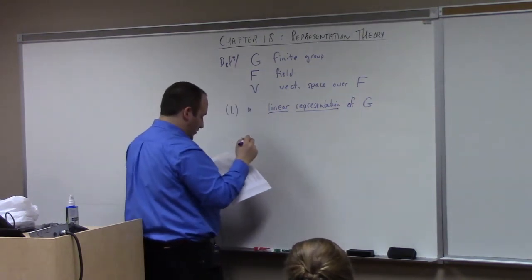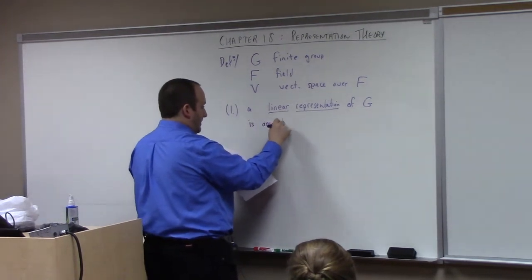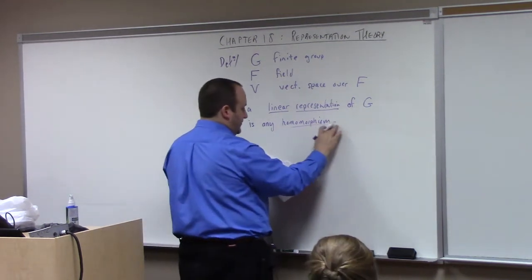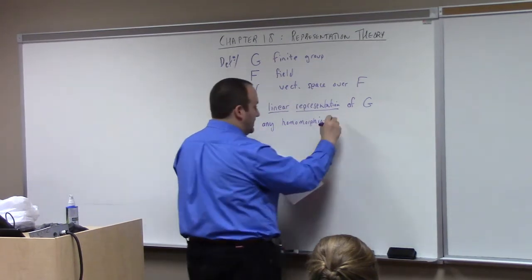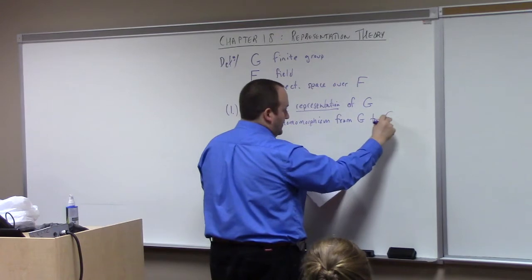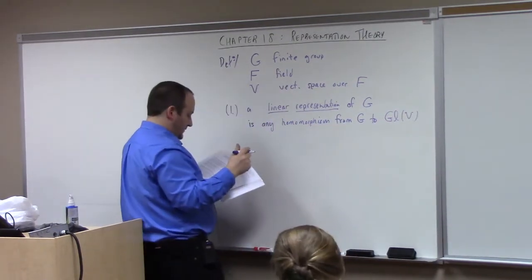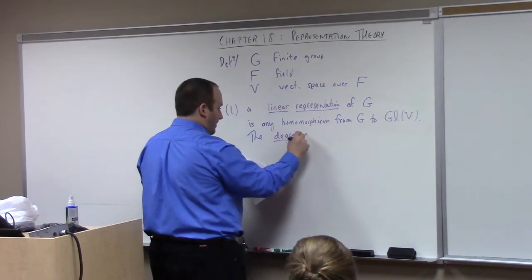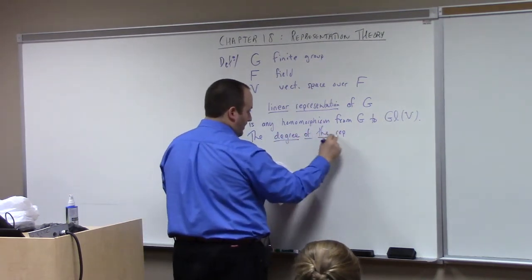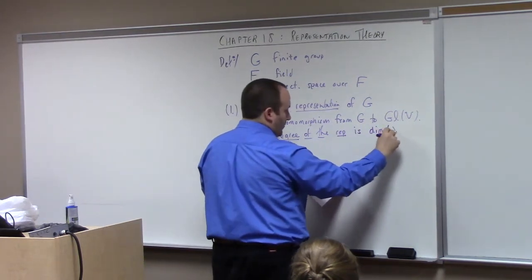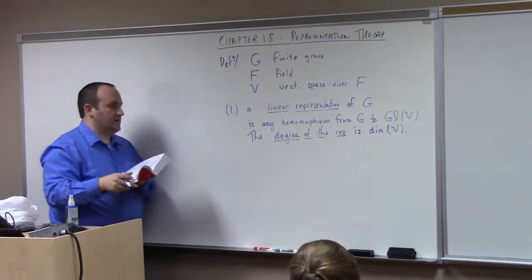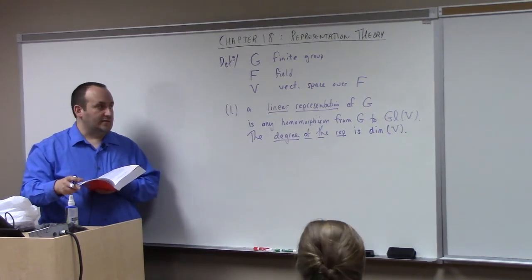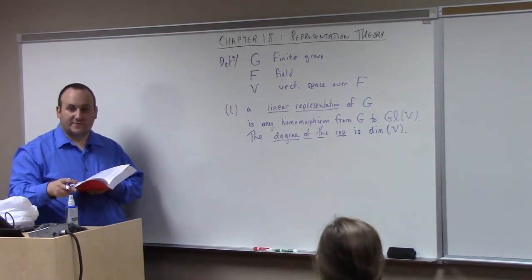is any homomorphism from G to GL(V). The degree of the representation is the dimension of V. So in other words, if you had a group and you had a homomorphic image of it in linear transformations on a 5-dimensional vector space, then that would be a degree 5 representation, okay?